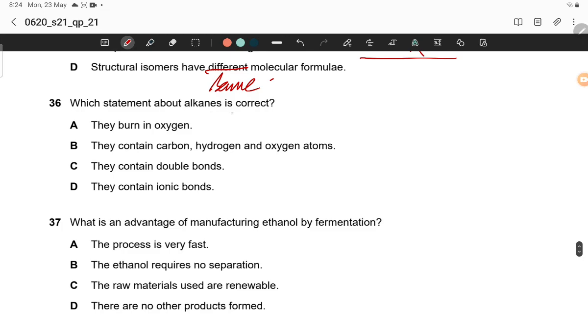Which statement about alkanes is correct? They burn in oxygen. Yes, they burn in oxygen. They contain carbon, hydrogen and oxygen, not oxygen, only carbon and hydrogen, so incorrect. They contain double bonds, but alkanes have carbon to carbon single bonds, so incorrect. They contain ionic bonds, but they contain covalent bonds. So option A is correct.